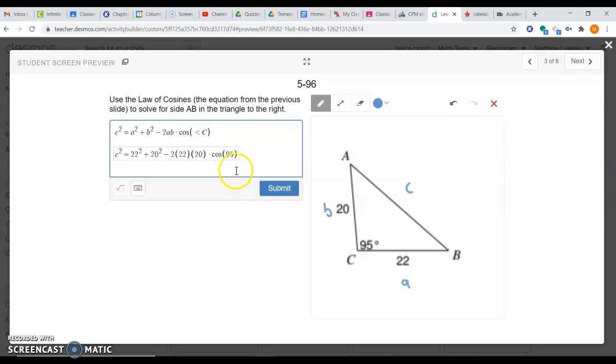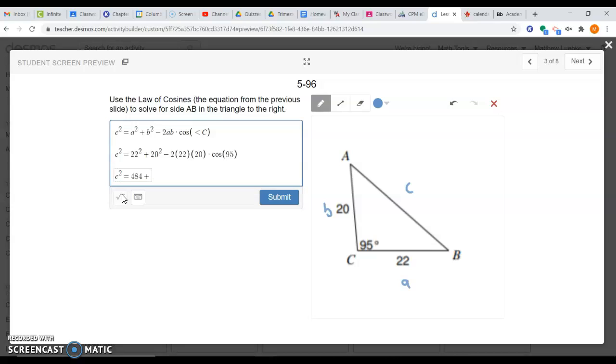Okay? Now, what I do is I go piece by piece here. I don't do any addition or subtraction until the very end. So first of all, c squared stays c squared. Next thing I do is 22 squared, and I recommend you do it this way too until you're more comfortable with your calculator and calculating these out. So 22 squared gives me 484.